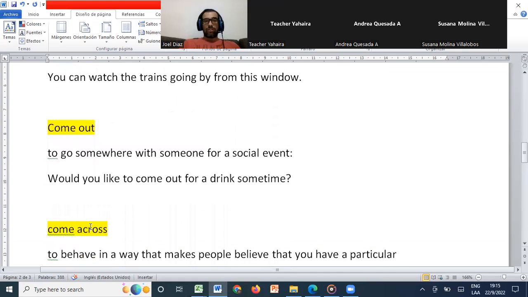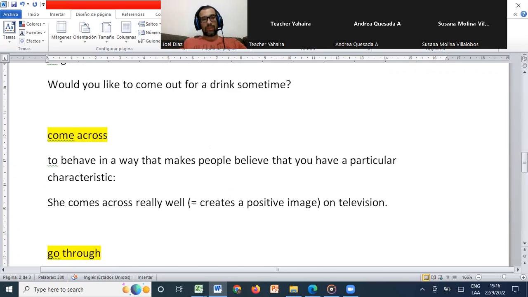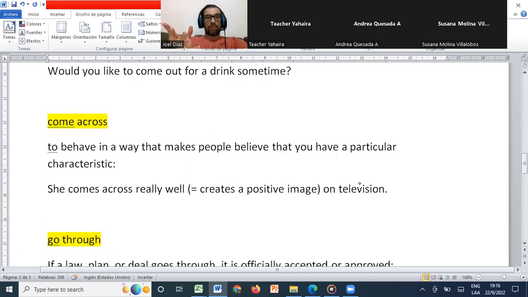Now come out. Well, that means to go somewhere with someone for a social event. I think that one is easy for us. Would you like to come out for a drink sometime? So it's to go somewhere with someone for a social event. This is a very specific phrasal verb for a specific situation. Now let's go with come across. In this case, what is the meaning of come across?